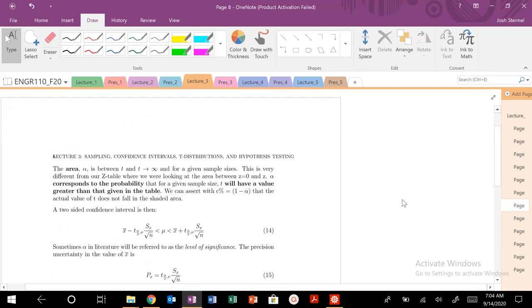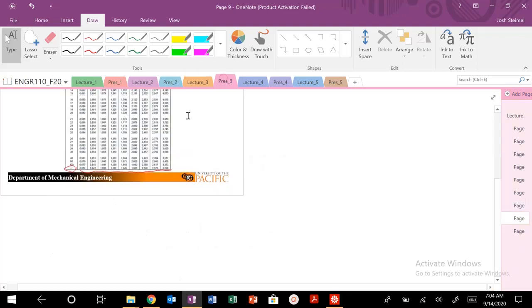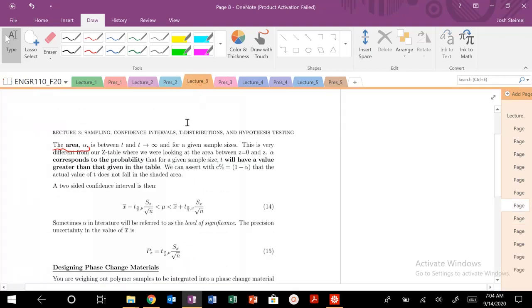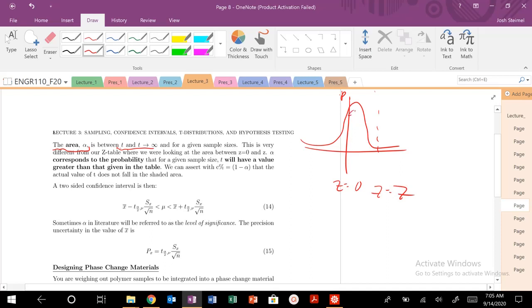So let's look at now the area, or alpha, that we see here in this t-table. It is a little bit different from our z value. The area alpha is between t and t infinity. Whereas previously, with our z table probability, we were looking at values from z equals 0 to z equals z, and we got this area. In our t-table, we are going to be looking at something different: the area from t to t infinity. So that's what that area is giving us there.